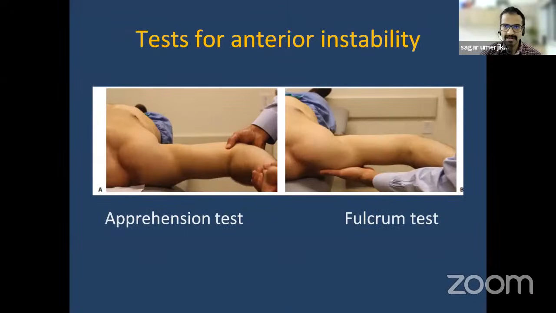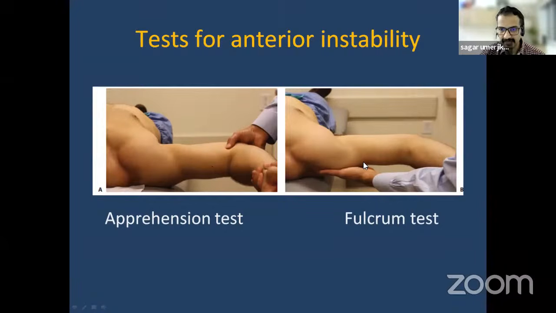So what are the tests for anterior instability? I will be focusing mainly on anterior instability, which is a very common topic and most of the times asked in many exams, as well as the number of patients we see are relatively very high. So this is the apprehension test, wherein we abduct the shoulder to 90 degrees and externally rotate. That is when the patient has got an apprehension that the joint is going to pop out. So this is the hallmark test for anterior instability.